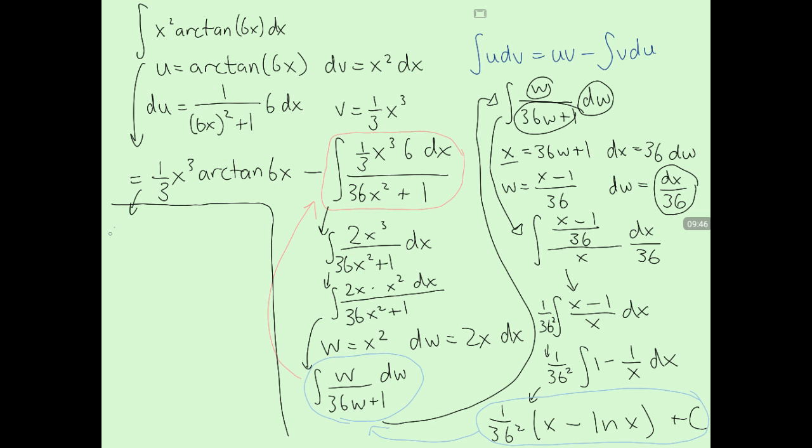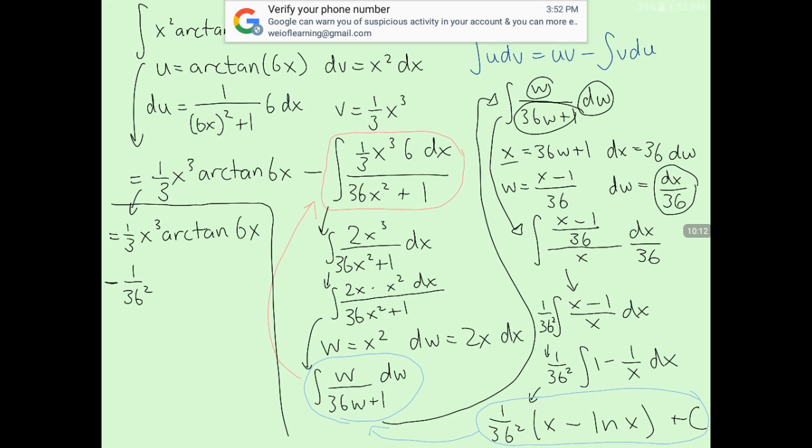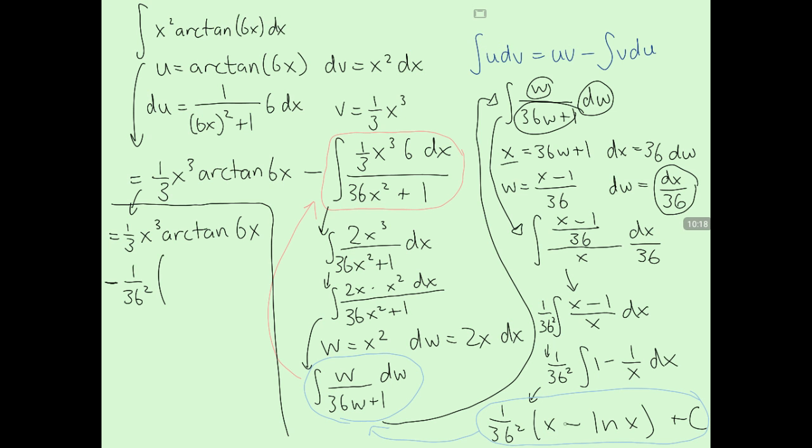We're going to write our answer as 1 over 3 x cubed arctan of 6x minus this pink stuff. So this pink stuff is this blue stuff, which is this blue stuff over here. So we're going to minus 1 over 36 squared, and that's going to be multiplied by x. So what is x? X is 36w plus 1.